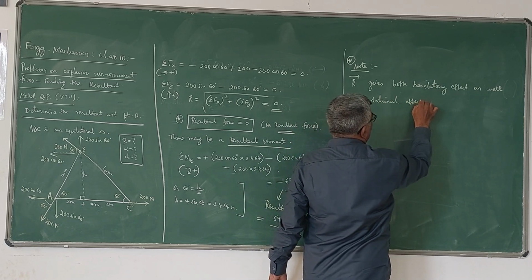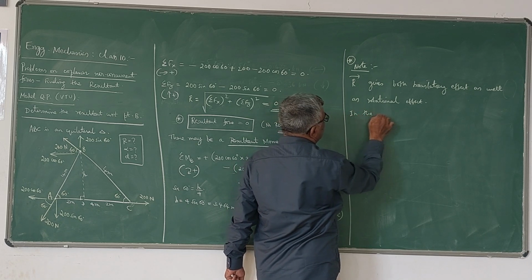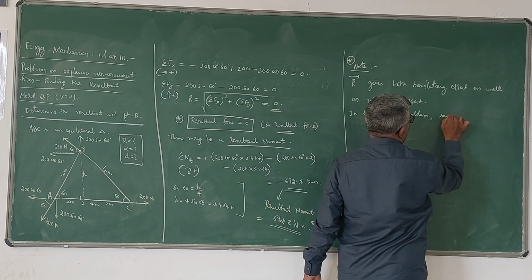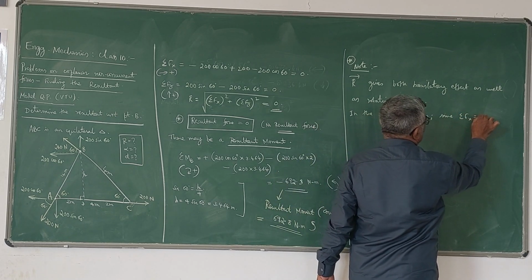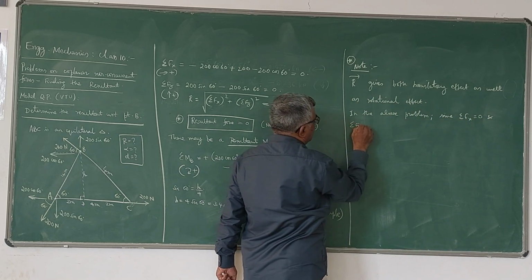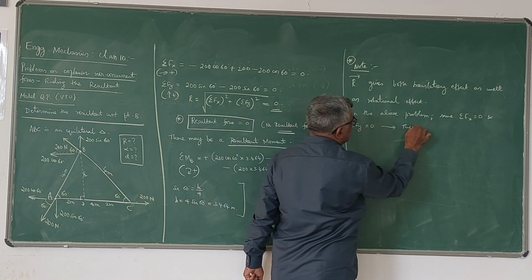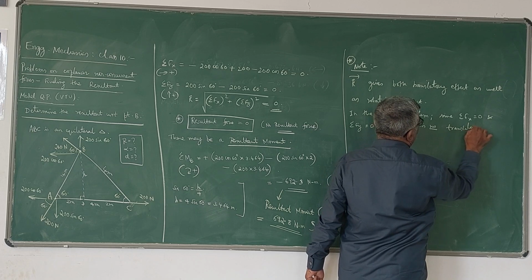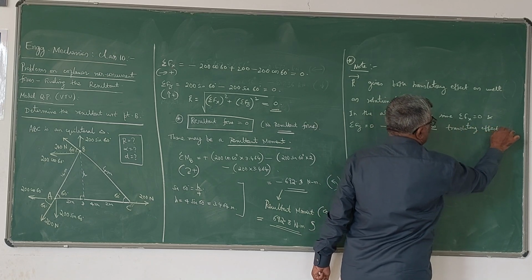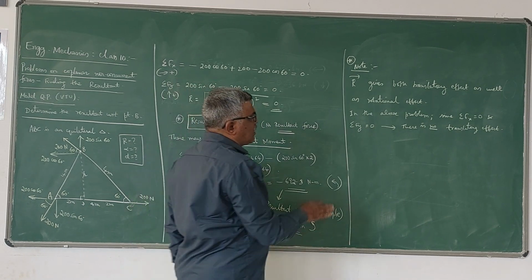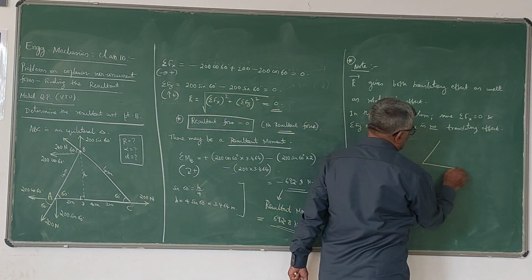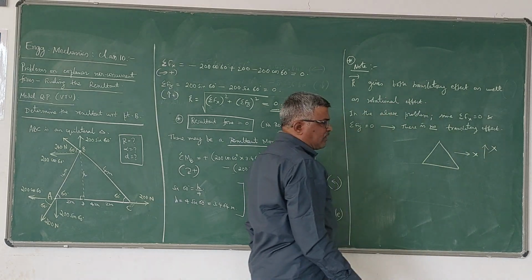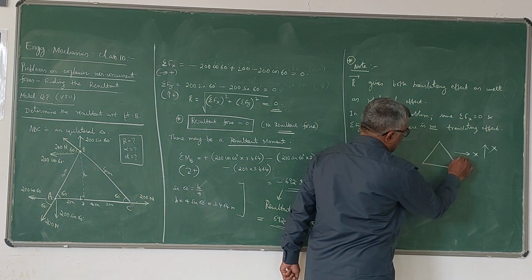Rotational effect. So in the above problem, since sigma fx is equal to 0 and sigma fy is equal to 0, there is no translatory effect. That is, the body, that triangle, that lamina won't move. So this is the equilateral triangle. This will not move in this direction, or this will not move in this direction. Whereas this can rotate in the anti-clockwise direction.